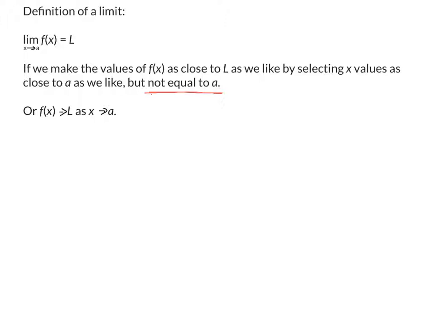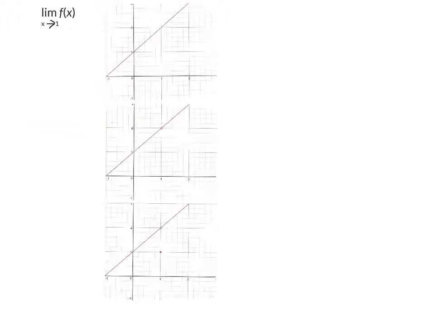Another way to state this down here: as f of x approaches the value of L, our values of x must be approaching the value of a. So let's take a look at these. In these three different graphs, I'm looking at the limit of f of x as x approaches 1. Notice that in this first graph, here's where x is 1, and that's at the ordered pair (1, 2).